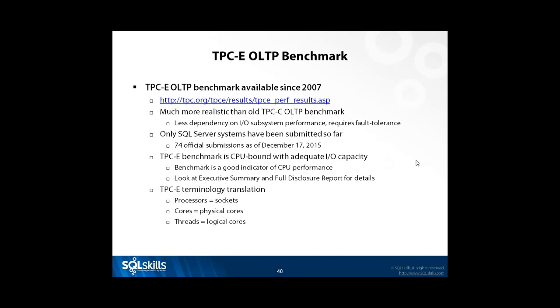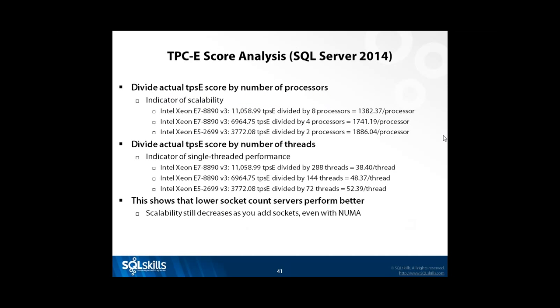And if you're really a total geek like I am, you can look at the executive summary and then this big thing called the full disclosure report for all the gory details of how the system was built and what parts it used and how it was configured. But if you don't want to look at all that, they have just a summary that you can read in a few minutes. And when you're looking at these benchmark results, keep in mind that processors equal sockets, cores equal physical cores, and threads equal logical cores. Sometimes people get confused about the differences. So here's an example of how you would use this benchmark to do some analysis for sizing and consolidation purposes. These are some actual TPC-E scores that I got from their database for particular model processors.